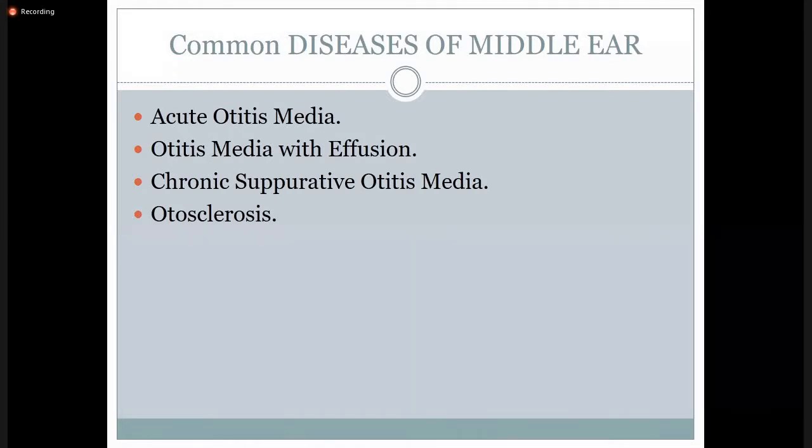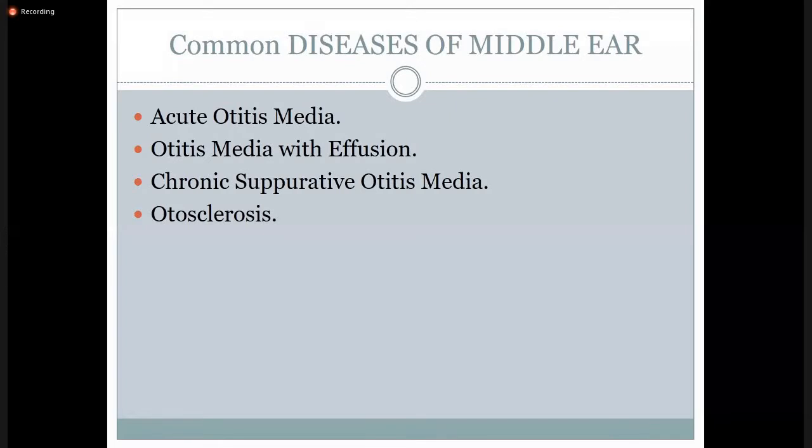What is otitis? Otitis, what does it mean? Here, itis means inflammation. Otitis is the inflammation of the ear. And what is media? The middle ear. No, it's not simply the middle ear, but otitis media means inflammation of the mucosa of the middle ear cleft. So whenever you are asked about the definition of otitis media, you say that it is the inflammation of the mucosa of the middle ear cleft.